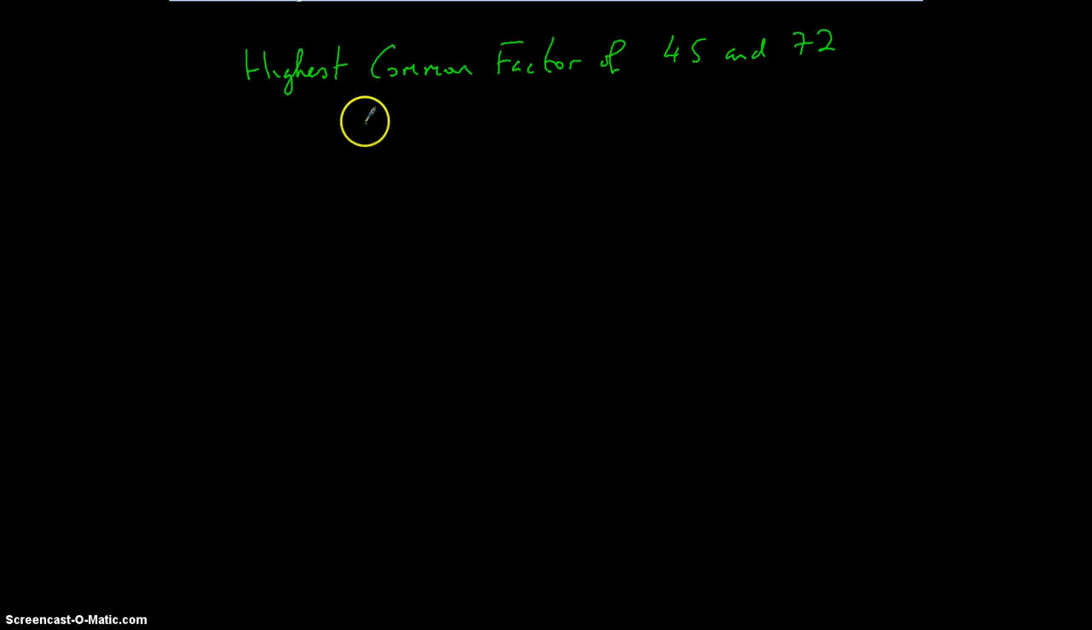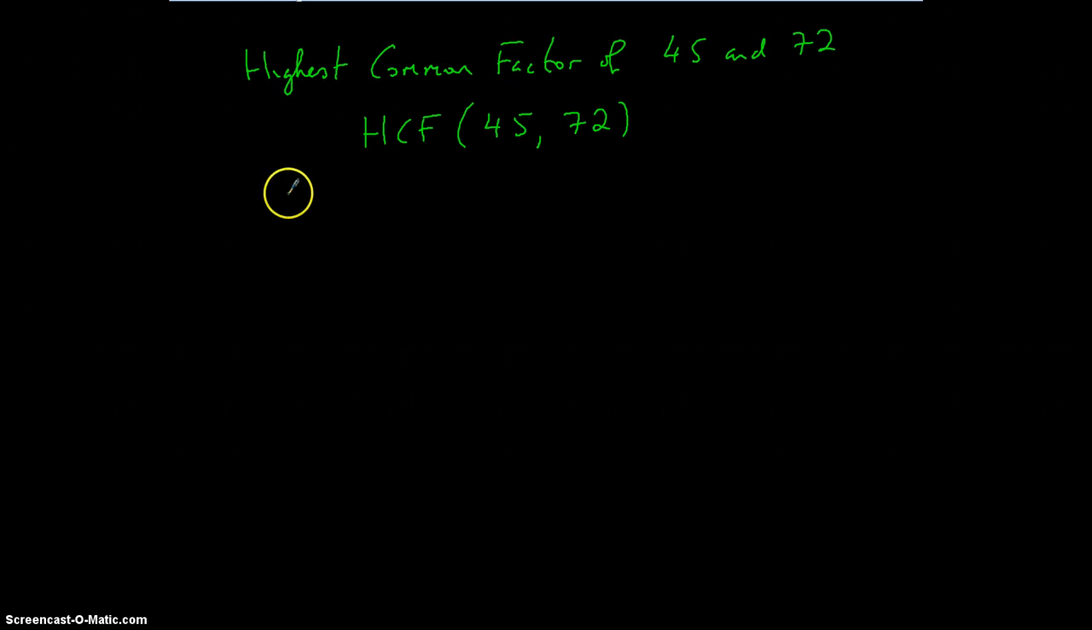Okay, we're going to find the highest common factor of 45 and 72. I'm just going to write that in shorthand actually. Highest common factor of 45 and 72.